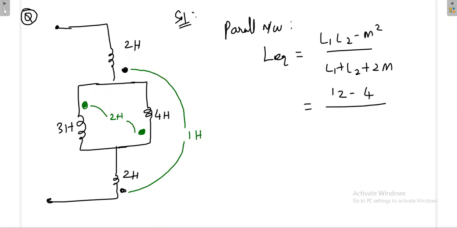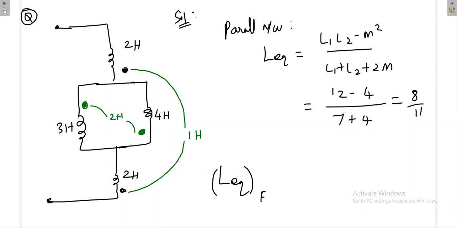L1 L2 is 7, and then 2m means 4. So this value is 8 by 11. This value is simply 8 by 11. Again, now this entire value is 8 by 11. Now I will find out the final L equivalent.